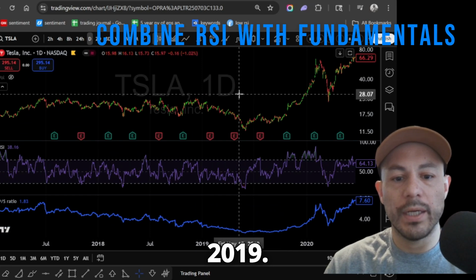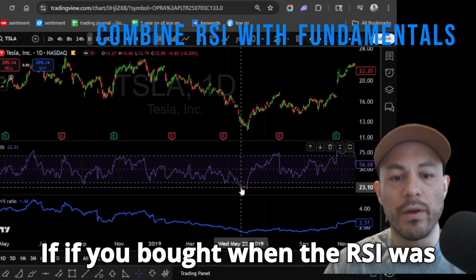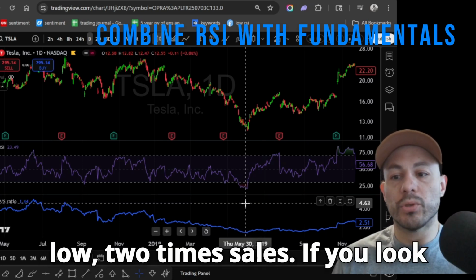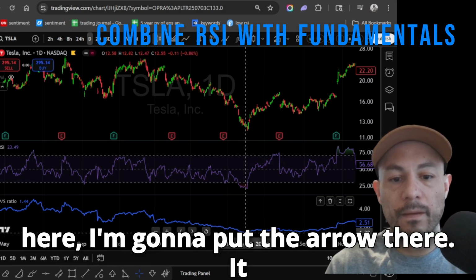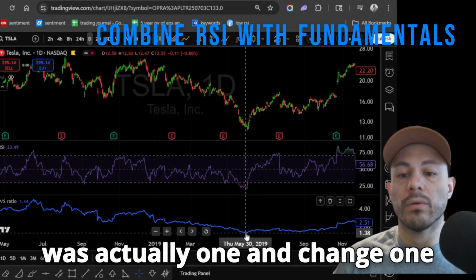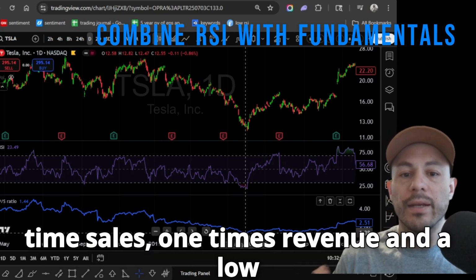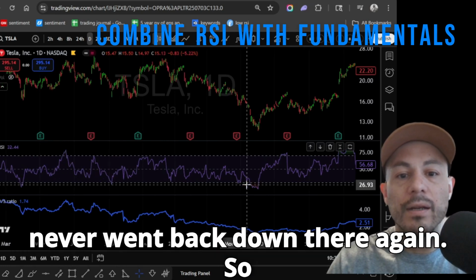In 2019, if you bought when the RSI was super low and the valuation was super low, 2 times sales, if you look here, I'm going to put the arrow there. It was actually 1 and change, 1 times sales, 1 times revenue, and a low RSI. That was the bottom. We never went back down there again.